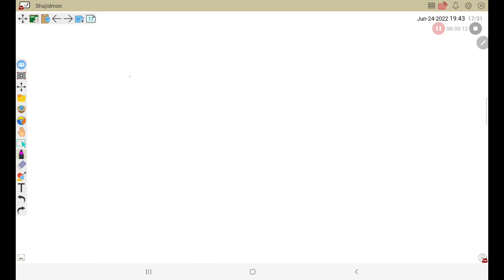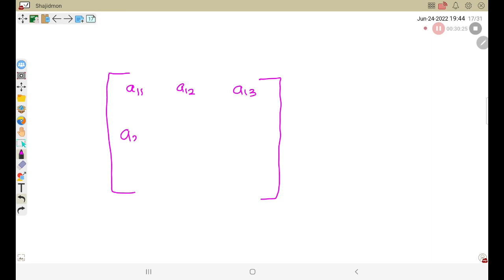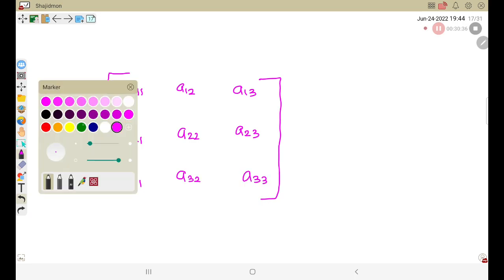For example, I will show one example here. You can see the first number in a matrix is A11, second number A12, third number A13, here A21, A22, and this is A23, A31, A32, and A33, correct? This is a 3 by 3 matrix. I just showed a 3 by 3 matrix.